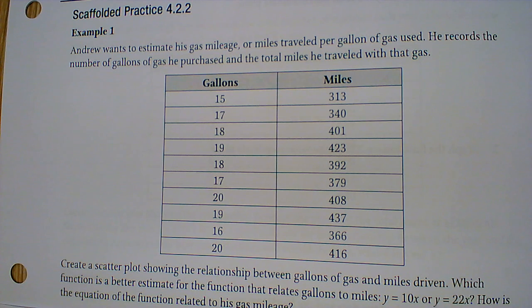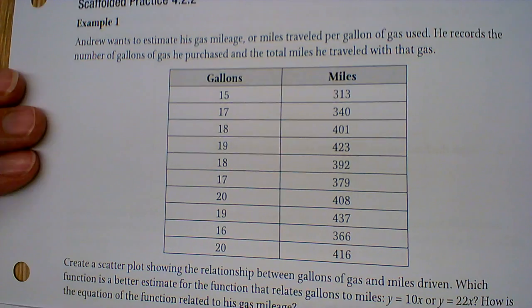So here's the gallons, here's the miles. It says create a scatter plot showing the relationship between gallons of gas and miles driven. Which function is a better estimate for the function that relates gallons to miles? y equals 10x or y equals 22x? How is the equation of the function related to his gas mileage?